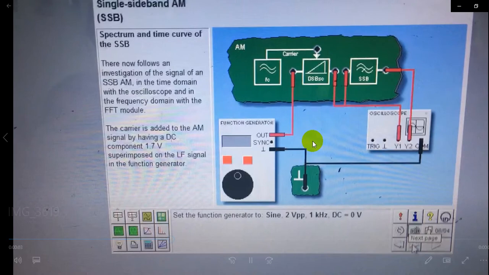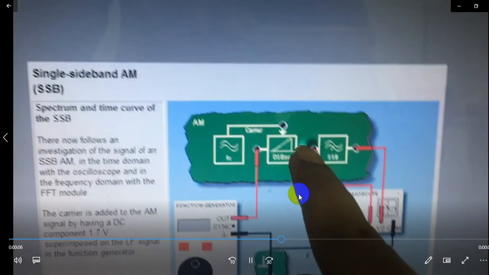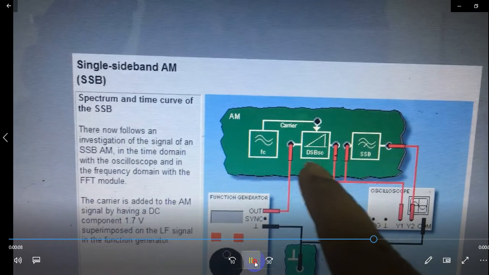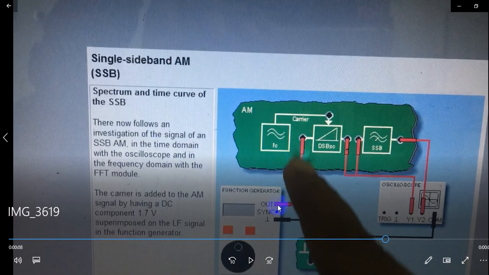Here you can see SSB spectrum. This is a circuit. The output from the function generator is connected to the double sideband. From the double sideband we are checking the output of the double sideband and the output of the single sideband, and we will compare. What is the difference between the two, and how are we getting it?